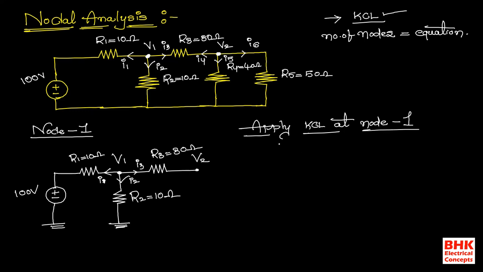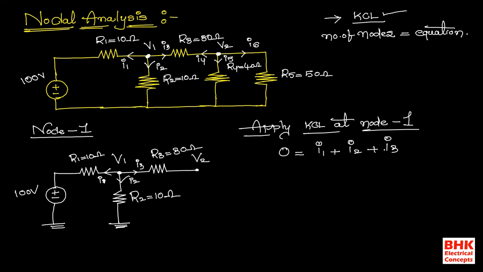We know the definition of Kirchhoff's current law is that the sum of incoming currents must be equal to the sum of outgoing currents. It means we do not have any incoming current to this particular node 1, but we have outgoing currents. Those are I1, I2 and I3. So 0 is equal to I1 plus I2 plus I3.